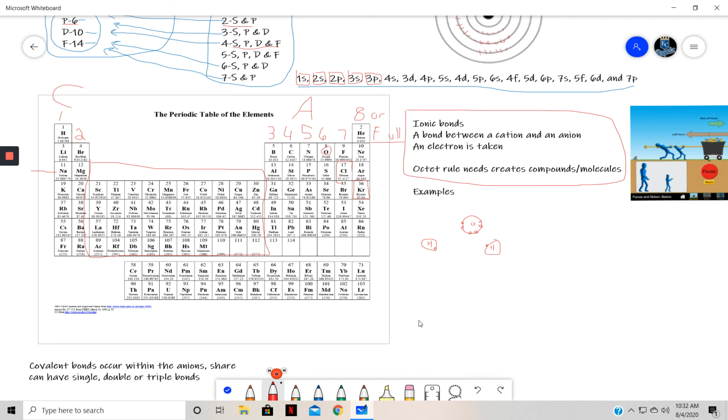So let's look at another example. Salt, sodium and chlorine.